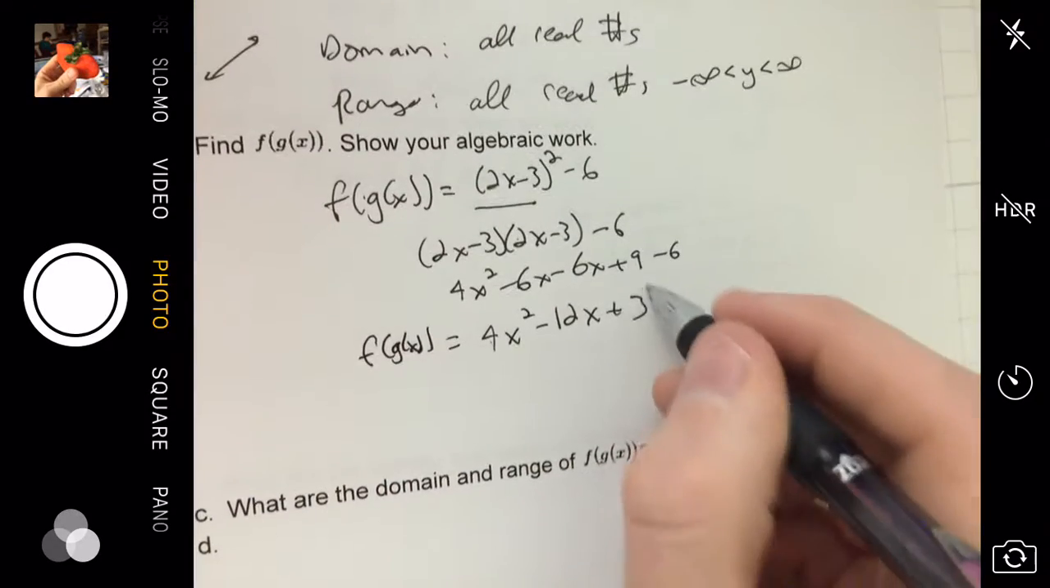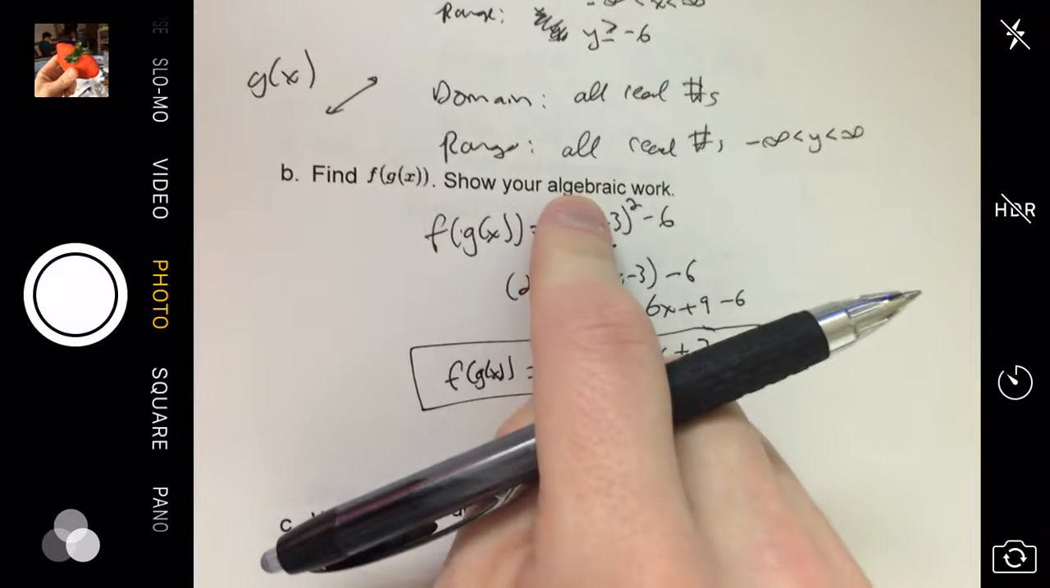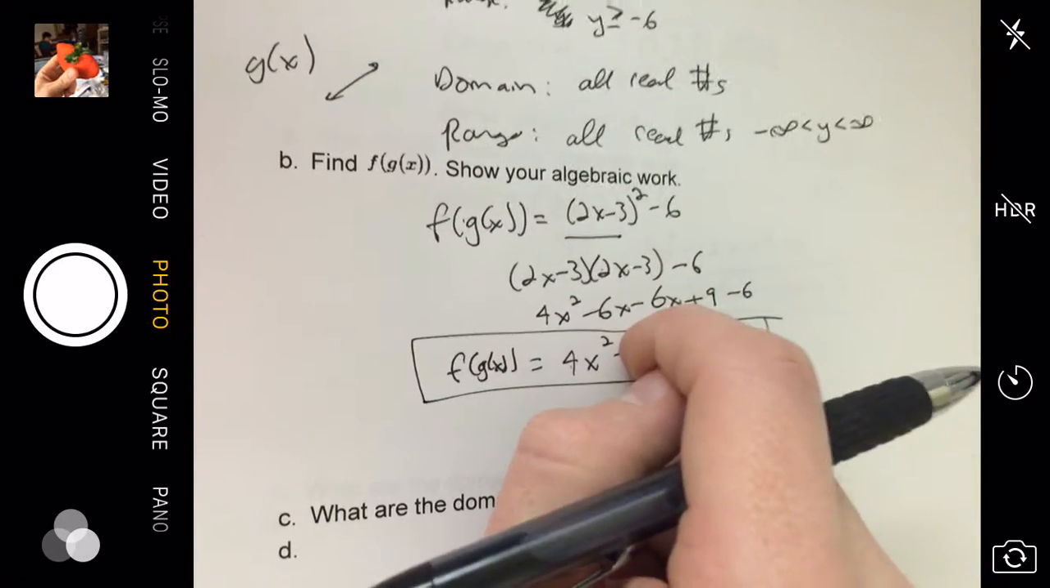Let's just find it and show my work. It is to show algebraic work, so I know it may seem silly because a lot of you probably do this all in your head, but go ahead and write it out.